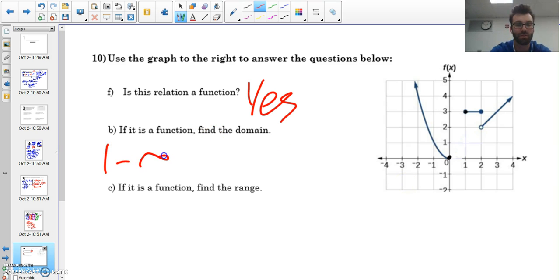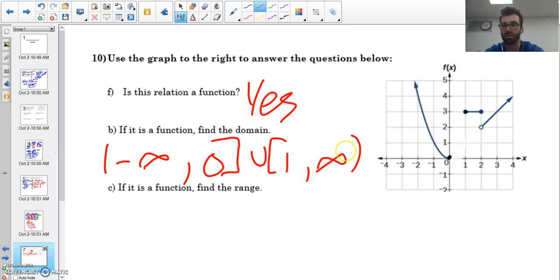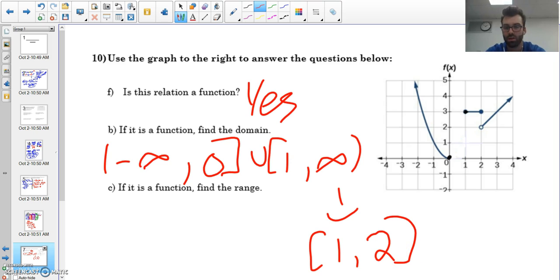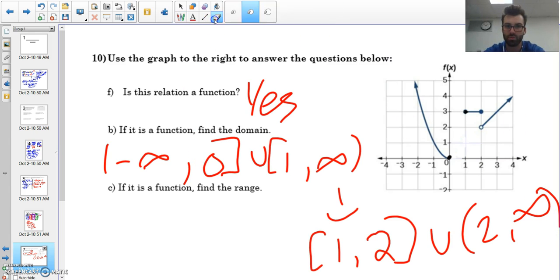All right, so my first thing will be negative infinity, comma. As I approach from negative infinity, I hit 0, and it's a closed dot, so I include it. Union, pick it back up at 1. Now there's this jump here, but I don't need to include the jump in my domain. All I have to do is write 1 to infinity, like that. You don't have to write 1 to 2, and then union 2 to infinity. You do not have to include that. You should just write it as 1 to infinity.